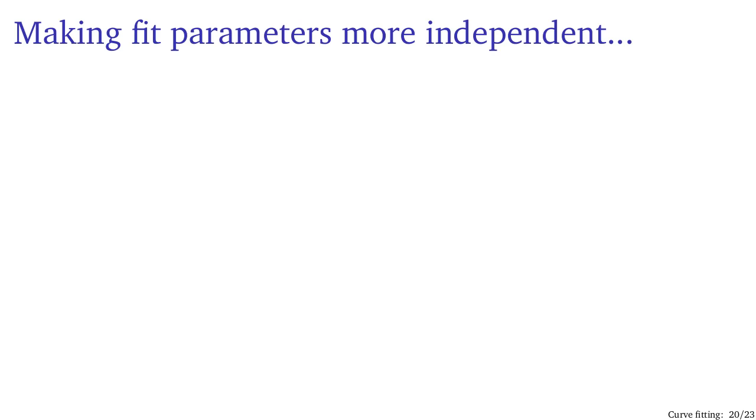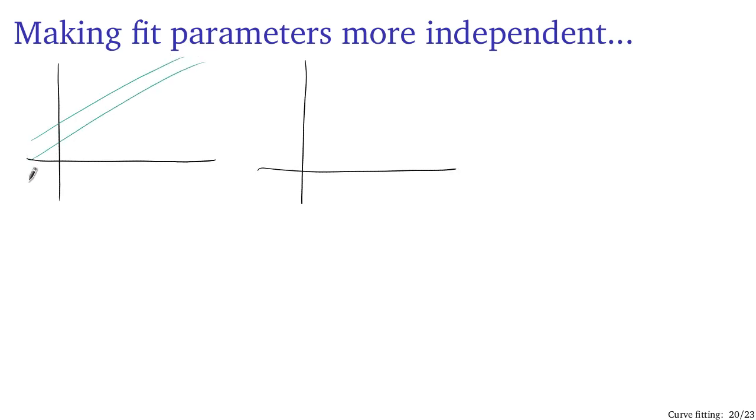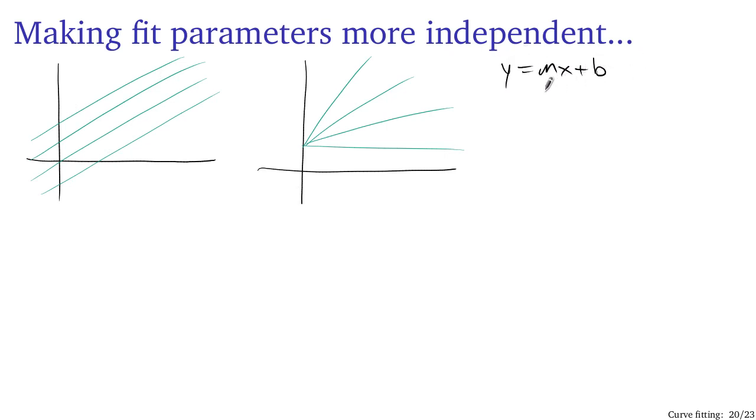Really, what we want to do here is make our fit parameters more independent from one another. Like I was talking about earlier, if we have a linear fit, we have really two parameters here: a slope and an intercept. Shifting the intercept means moving everything up and down, and shifting the slope means changing the slope like that. This is the case if I am writing my fit function as something simple, like y equals mx plus b. This is what happens if I change b. This is what happens if I change m. Changing the slope does not change the intercept. Changing the intercept does not change the slope.